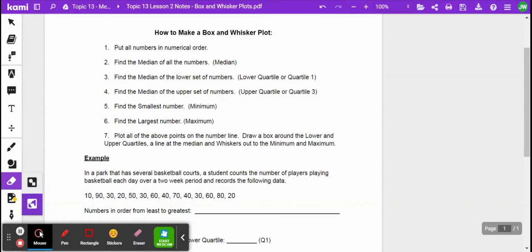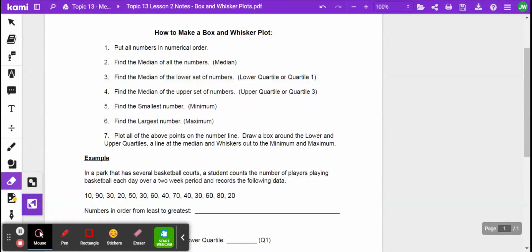And then from there, you can go in several different ways, but we can go ahead and find the median, which is the middle number. And then you need to find the median of the lower set. So the bottom half of the smaller numbers, we need to find the median of that. And then we need to find the median of the upper set of the numbers. And then identify your smallest and largest numbers. And then those are the 5 points that are going to go on your box and whisker plot.